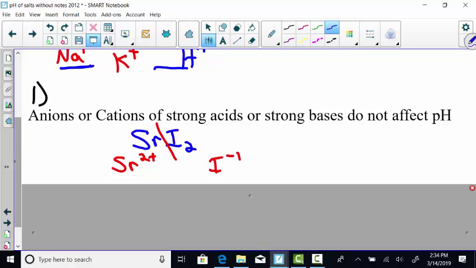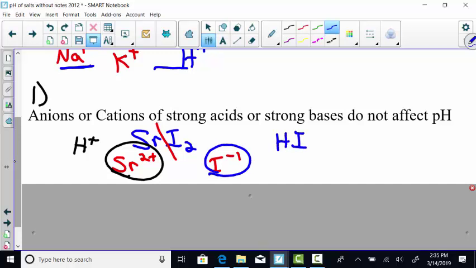Okay? First of all, going back to the fact that this is going to have no reason to attract a hydrogen. Okay, so that's pretty blatant right there that that's not going to form an acid. But this could attract a hydrogen, but it's a conjugate of a strong acid, which would be HI, so it's not going to affect pH. Okay, so there's your first rule. So you have to know what your strong acids and your strong bases are.